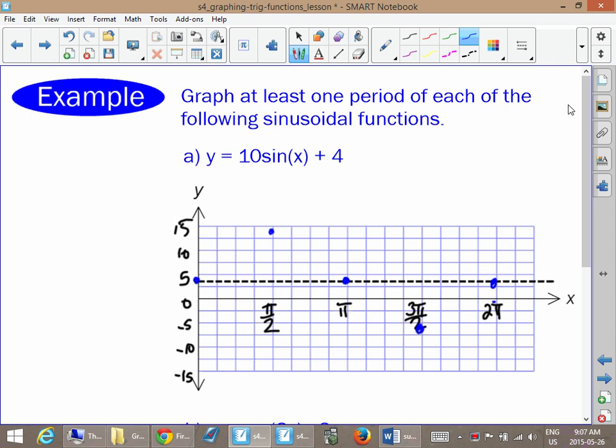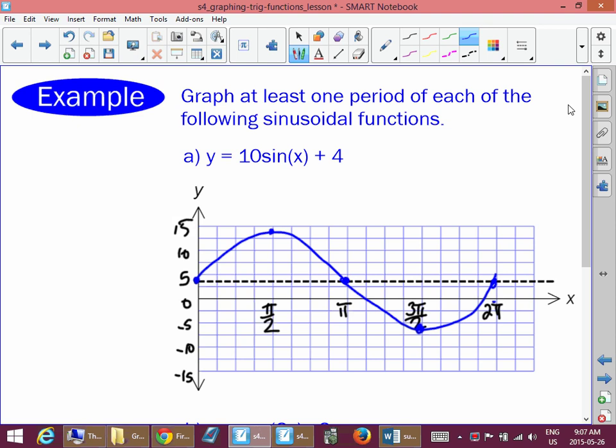Okay, let's go ahead and graph that. So we got something that looks like this, comes down like this, goes down to here, and comes back up there. Okay. There is our one period of 10 sine x plus 4.